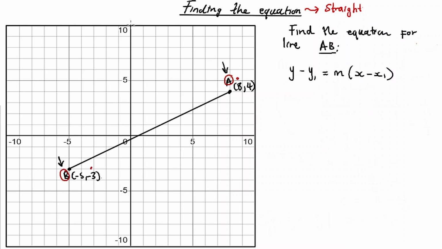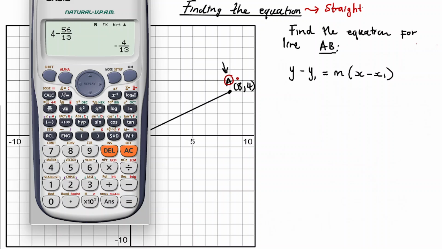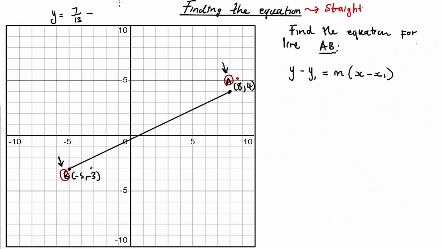So we just calculated the equation to be y equal to 7 over 13x minus 4 over 13 using y equal to mx plus c. Now let's use the second equation to calculate the straight line AB.